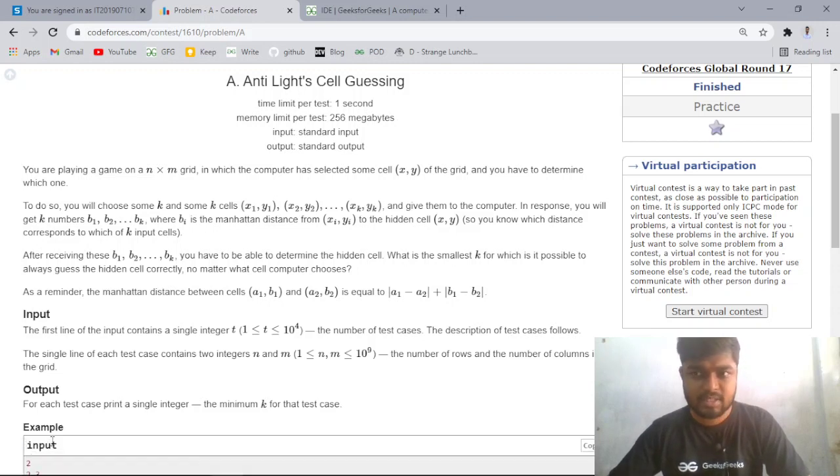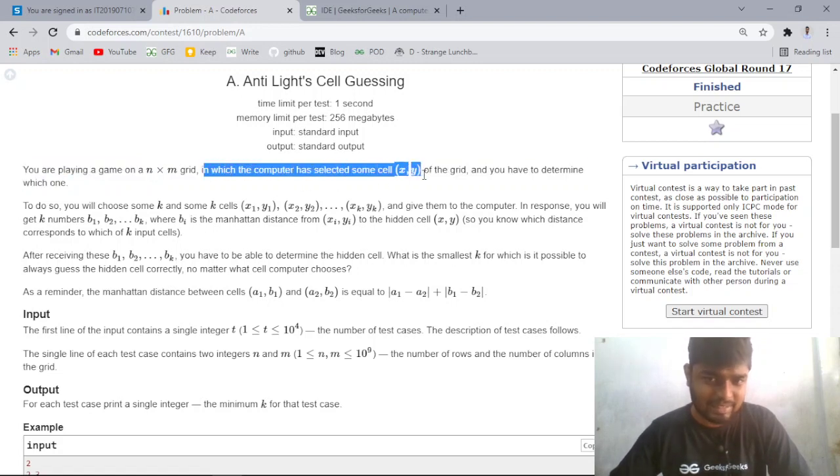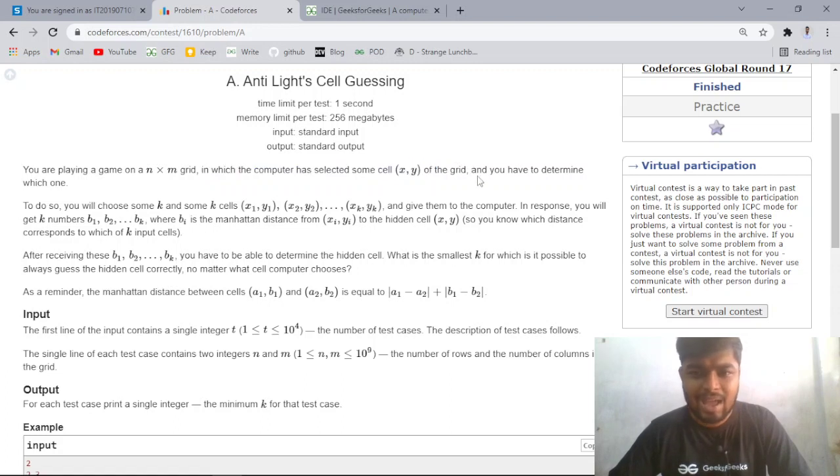So in this video, we'll be discussing problem A from the latest Codeforces Global Round 17. So let's read the problem statement. The problem says that you are playing a game on an n cross m grid. The grid size is n cross m, in which the computer has selected some cell. Let's say it is x comma y on the grid, and you have to determine which one, right?